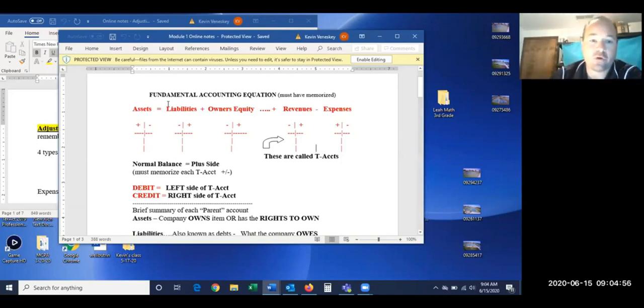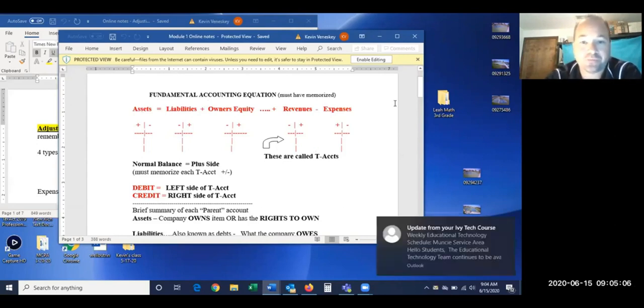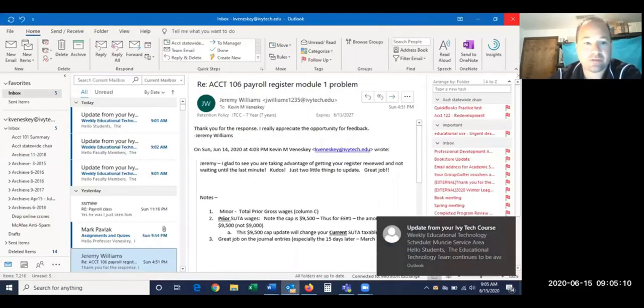All right, so remember the equation: everything over here on the asset side has to equal everything added up on the right-hand side of the equation. Take this off for a second. All right.